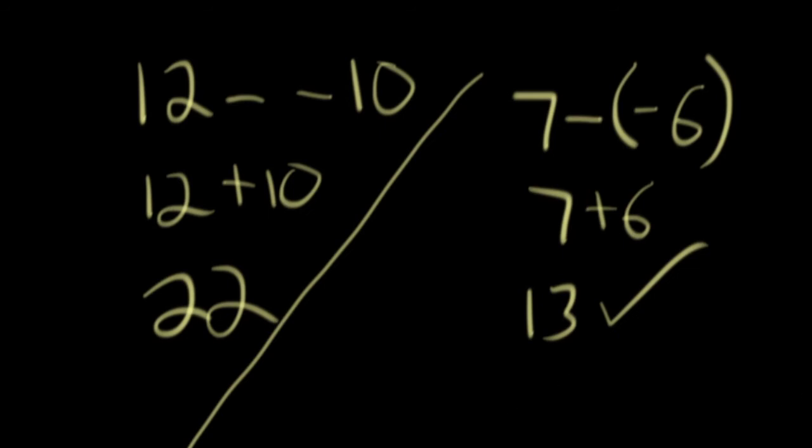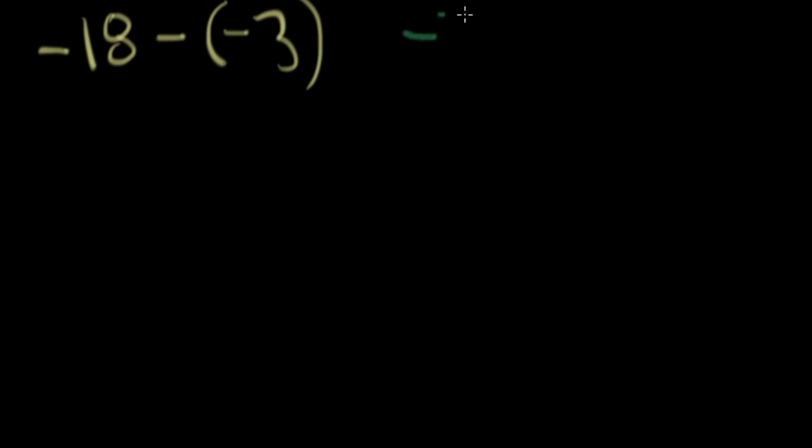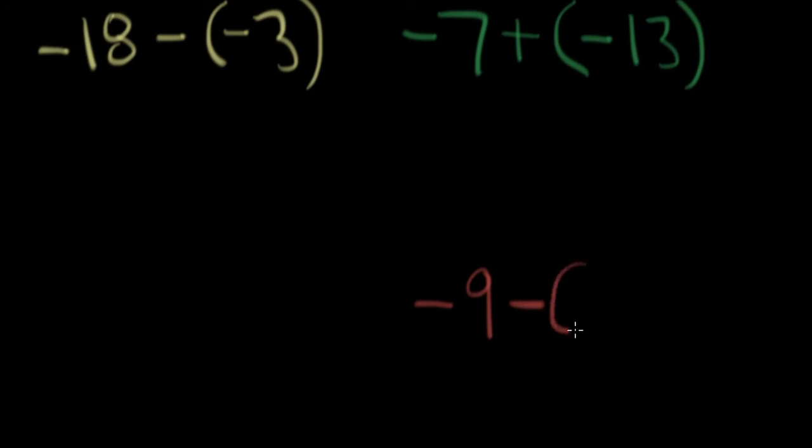Okay, really important. Let's do a couple more just to see how you're doing, and we'll combine some different things. So here's a tricky one. You have negative 18 minus 3. Ooh, that's a good one. What else could we have? We could have negative 7 plus a negative 13. That looks exciting. And let's do negative 9 minus 6. Okay, we see lots of questions. Let's work in a different color. Let's go blue.